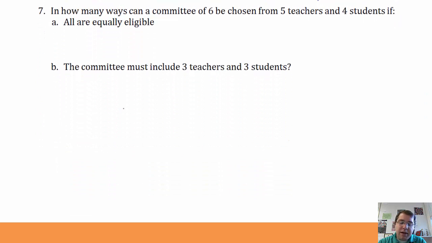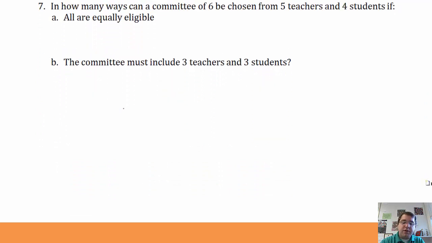In how many ways can a committee of 6 be chosen from 5 teachers and 4 students if all are equally eligible? That means I don't need a certain number of teachers and a certain number of students. I'm just forming a committee of 6. So it's a committee, which means the order does not matter. So this is not a permutation. This is a combination, because the order that they're on the committee is not important. So if all are equally eligible, then I've got 9 things, 5 teachers and 4 students, taken 6 at a time.